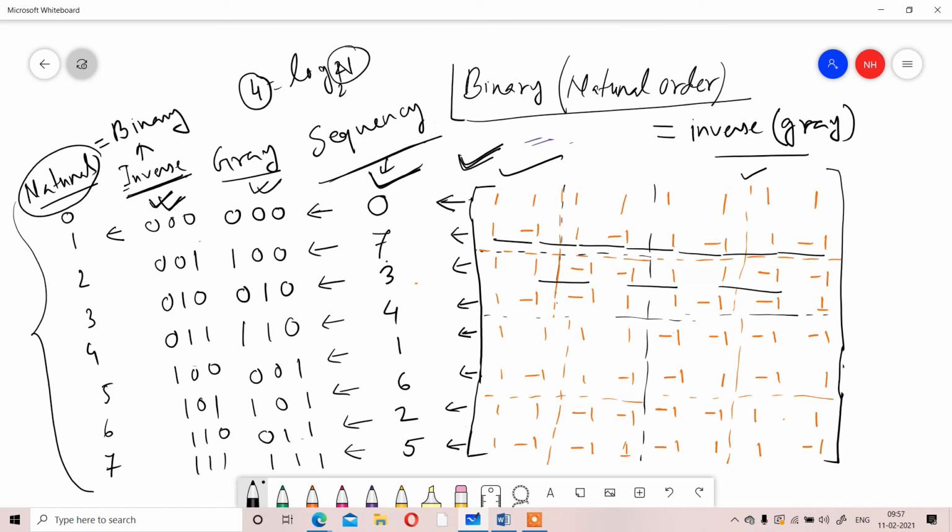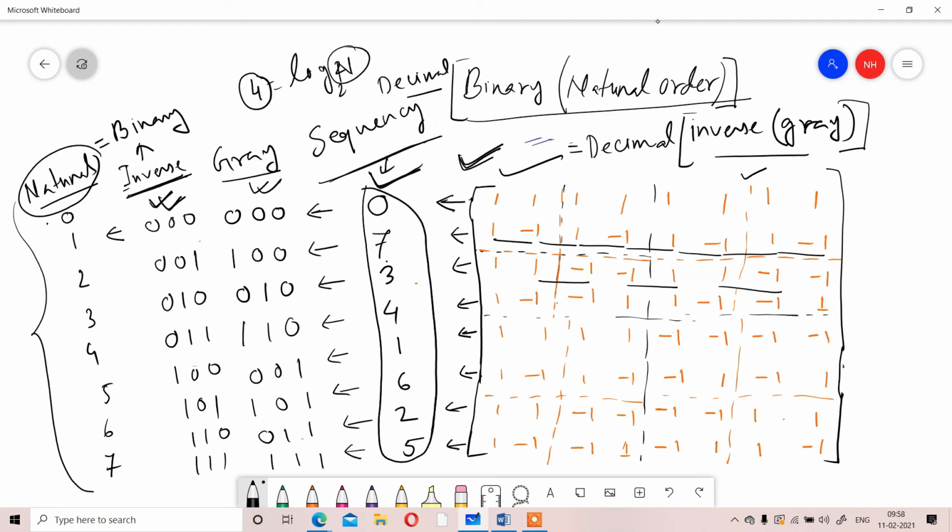Represent both in decimal. If we represent the binary of natural order in decimal, you get the natural order. If we represent the inverse of gray order in decimal, you will get that order. So that relation you can create for a Hadamard transformation matrix.